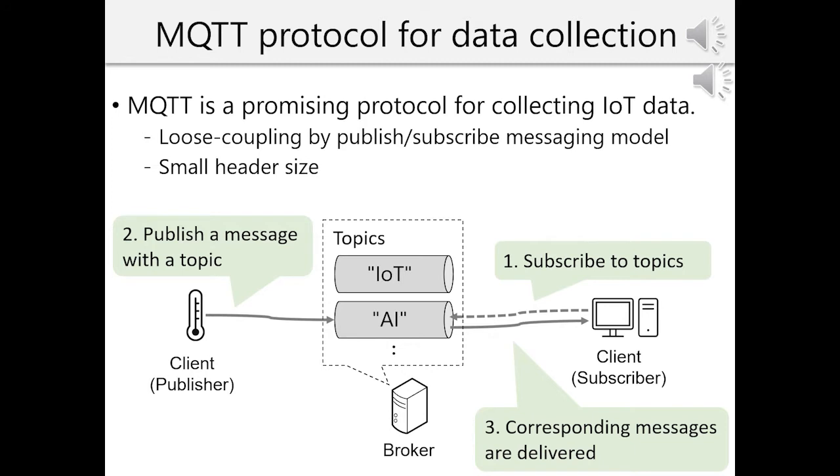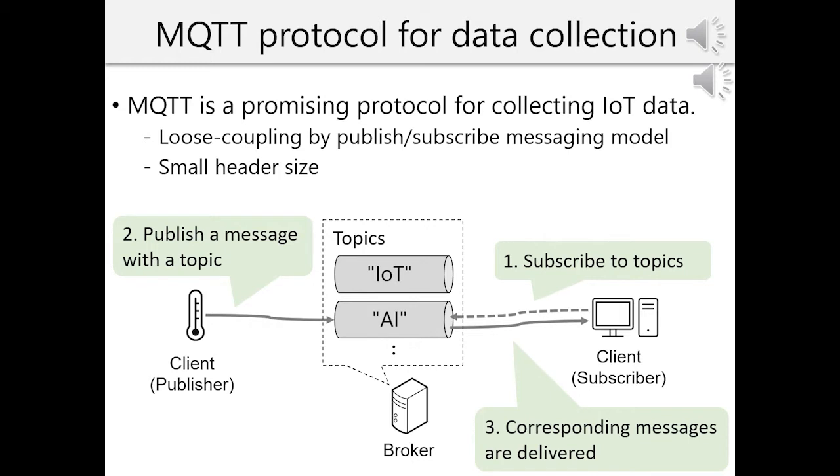For collecting data from IoT devices, MQTT is a suitable choice of communication protocols. It provides a loose coupling nature by the publish-subscribe messaging model, and the header size is quite small compared to conventional protocols like HTTP.